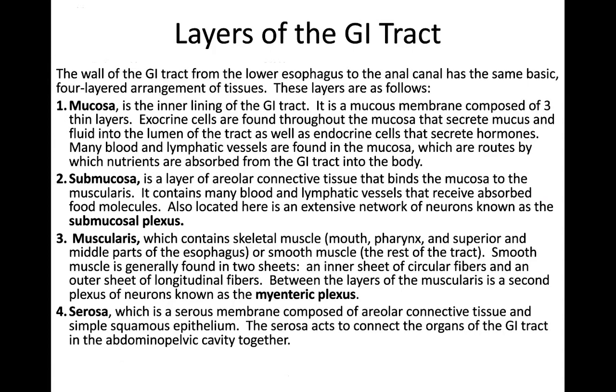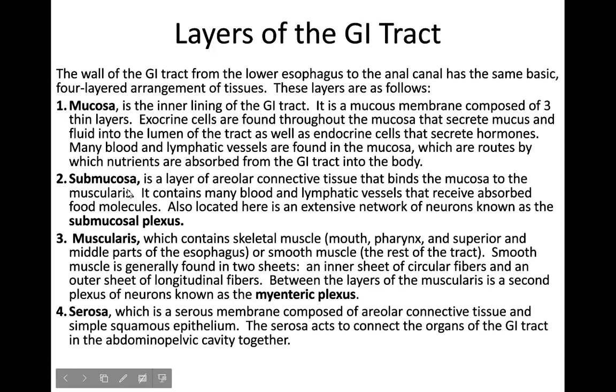Mucosa is the inner lining of the GI tract, and is actually a three-layered structure, so it's got three sublayers. It is a mucous membrane, so there's mucus produced in very high quantities. We find exocrine cells throughout the mucosa that secrete this mucus and other fluids into the lumen of the tract. There are also endocrine cells that secrete hormones that regulate digestion, as we'll talk about in various parts of the lecture. We also find a lot of blood and lymphatic vessels within the mucosa, and this is where that absorbed material will end up going as it's picked up by our body from the tract.